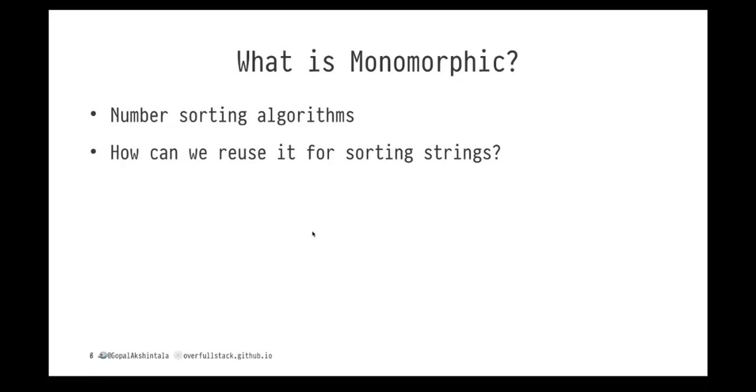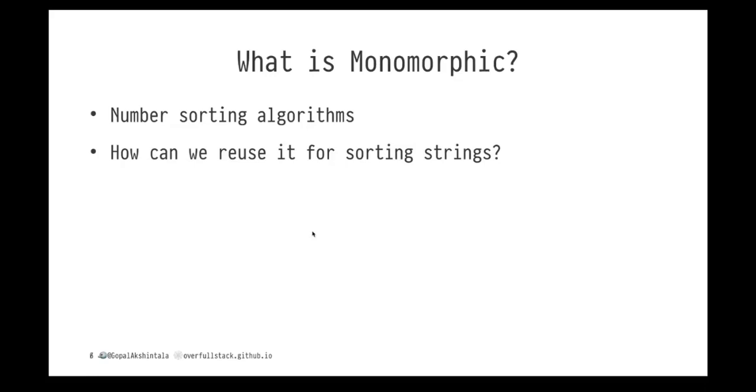Imagine you have written a quicksort algorithm for sorting integers. Can you make use of it to also sort strings? And what is stopping you, and what do you need to do? Any idea? Most of the times, if we are not aware of what I'm going to say, we end up rewriting the code for string sorting again, right? So this is the problem with monomorphic code. The monomorphic code sticks to one data type. It can't be reused for other data types.